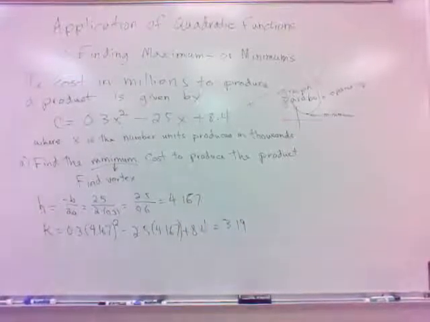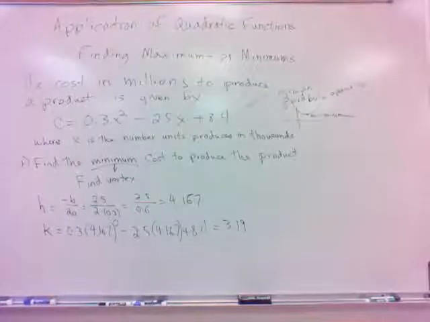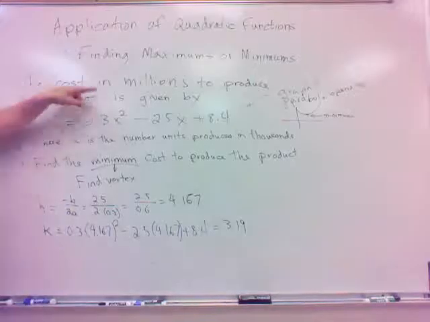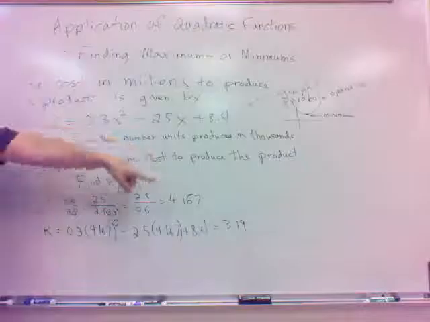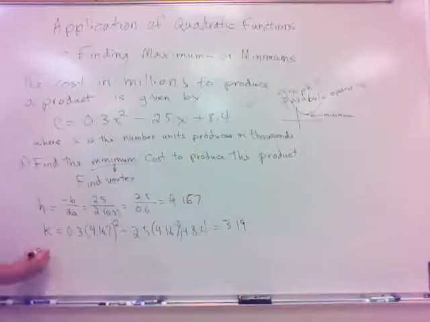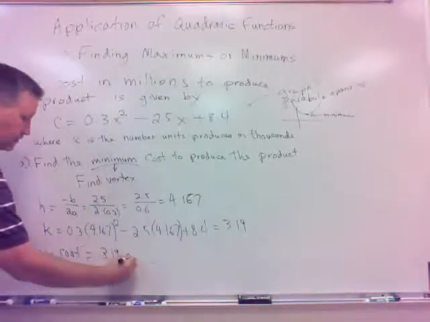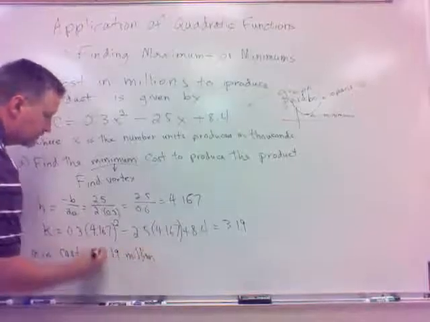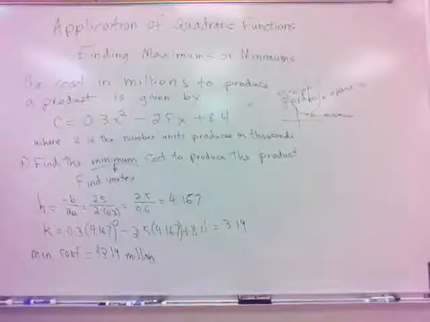Two places. Okay? So what's the answer here? Find the minimum cost to produce the product. Well, the answer is close. 3.19 is part of the answer, but what's the actual answer? Since that's the minimum cost, the k value, and the cost is in millions, wouldn't the minimum cost be 3.19 million? 3.19 million dollars. Yeah, we're producing a pretty nice little product.